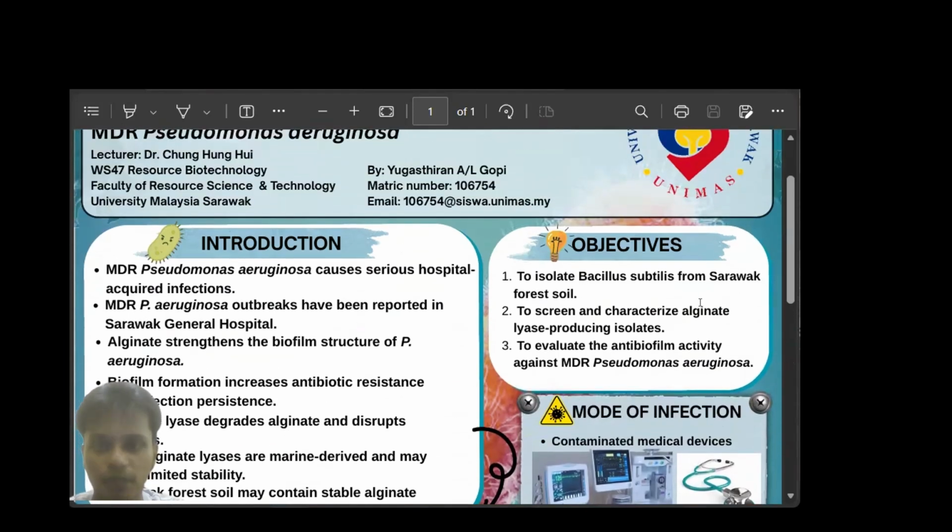Moving on to the objectives of this study, the first objective is to isolate the Bacillus subtilis from the Sarawak forest soil. The second objective is to screen and characterize the alginate lyase producing isolates of Bacillus subtilis. And the third objective is to evaluate the antibiofilm activity against the multi-drug resistant Pseudomonas aeruginosa.